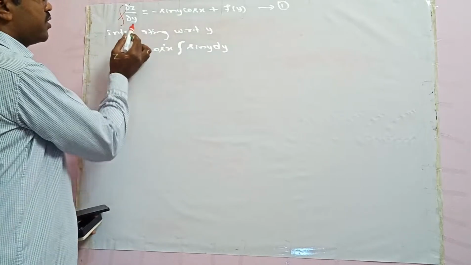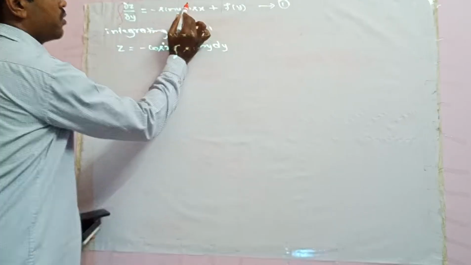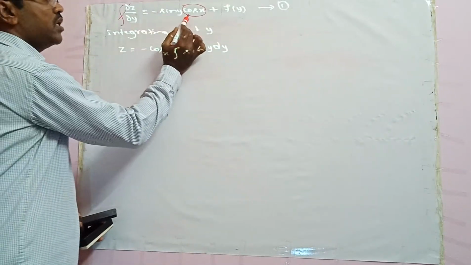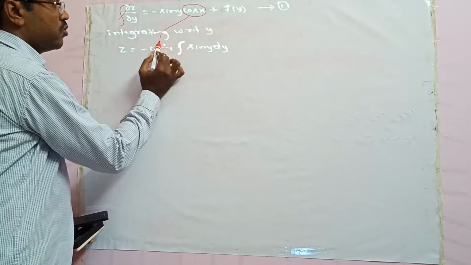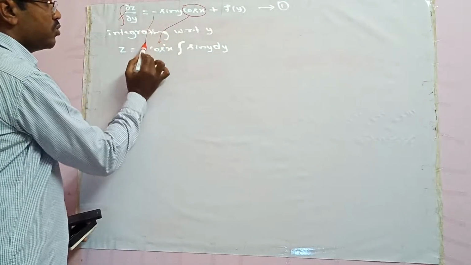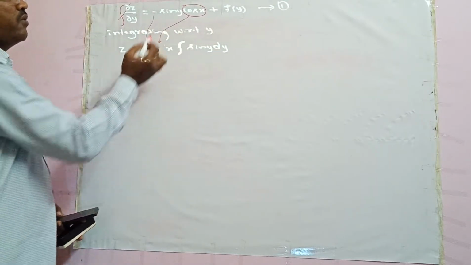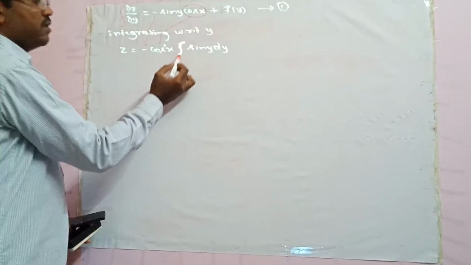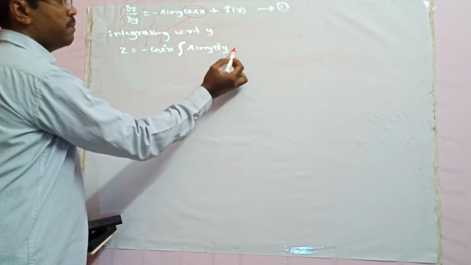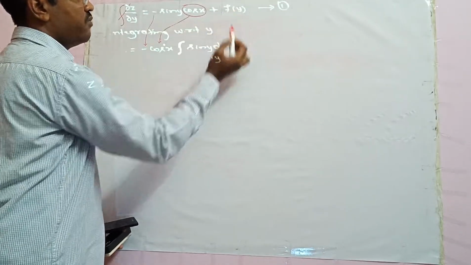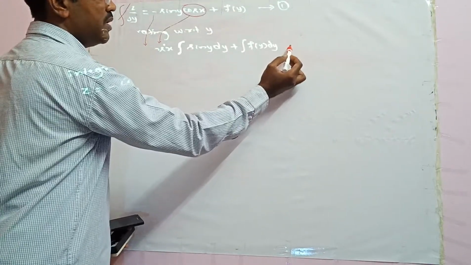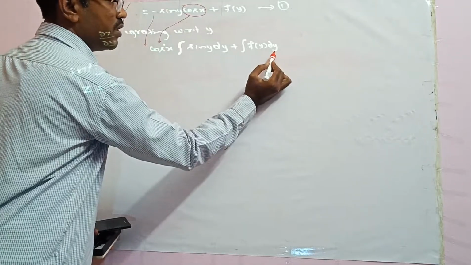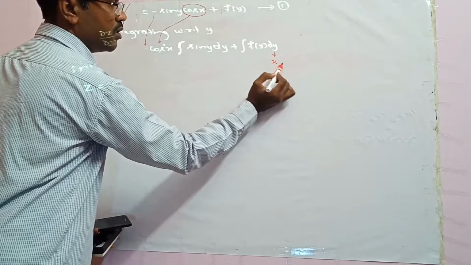When you are integrating with respect to y, your cos x is constant. So we keep this cos x outside the integration, and the minus also outside the integration. So we have integrated only the sin y term with respect to y, plus the integration of f of y, plus an integration constant. What should the integration constant be? Since we are integrating with respect to y, your x is constant.